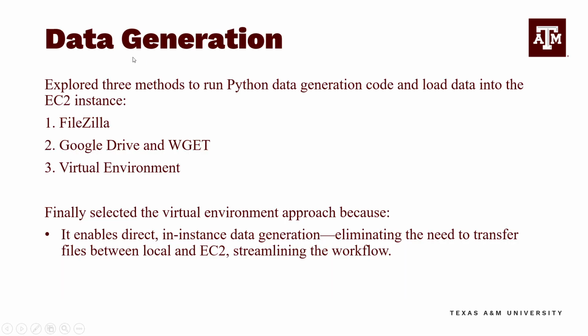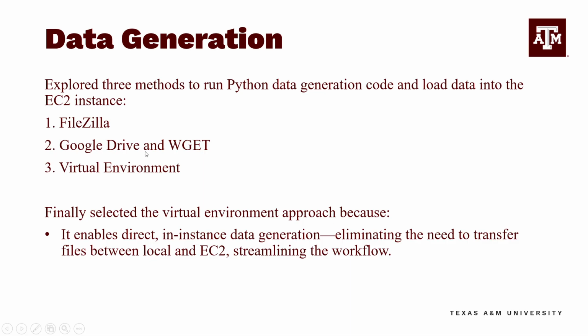So the second step is data generation. I have explored 3 techniques for data generation using Python code. The first is through FileZilla. In this method, we generate our Python code in JupyterLab or any other IDE and save the CSVs in our local, and then transfer the files from local to our EC2 instance through FileZilla, which is a third-party tool. And the second technique is utilizing Google Drive.